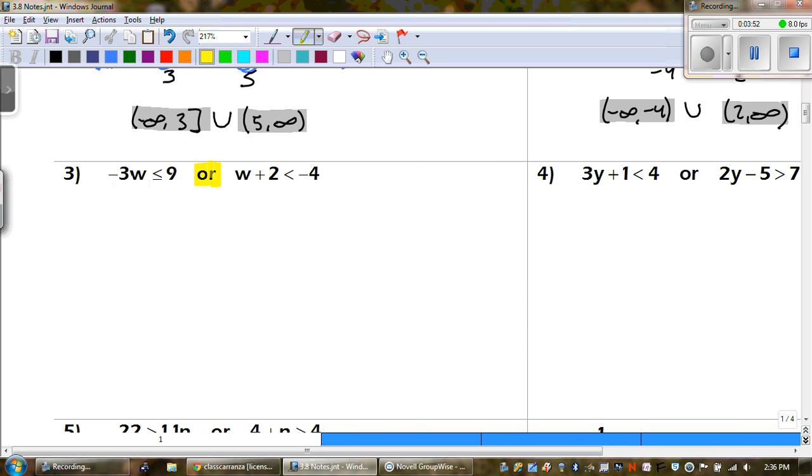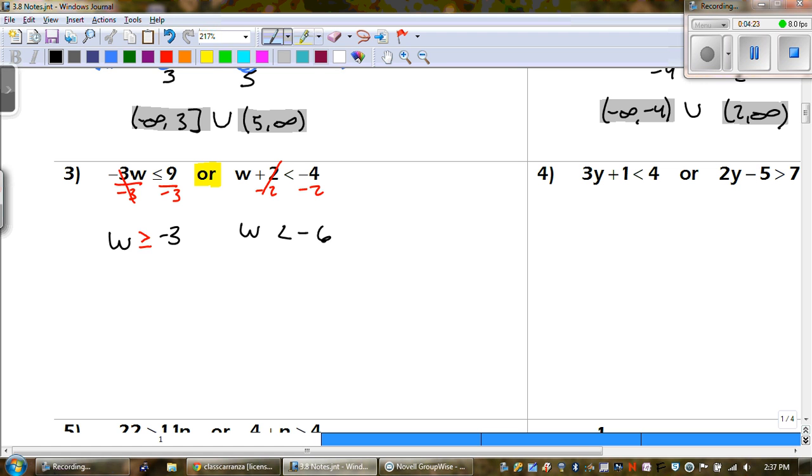All right, once again, we've got the OR. Now, what are we dividing by? A negative. When you divide by a negative, we have to flip the sign. And 9 divided by negative 3 is negative 3. Now, on the right side, we have to subtract 2, and we get w is less than negative 6.